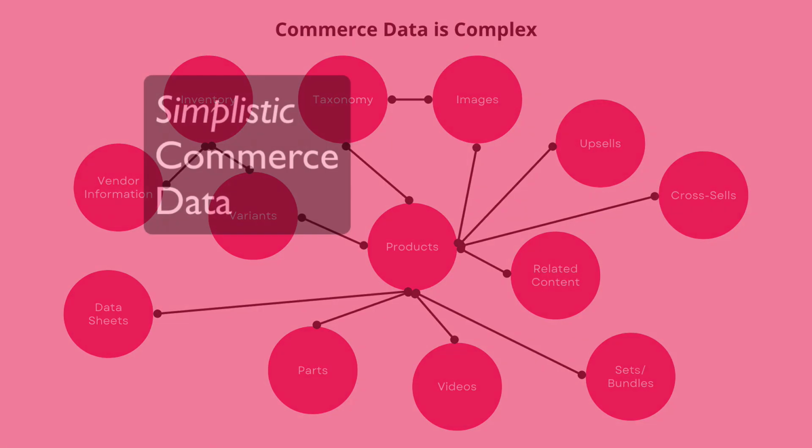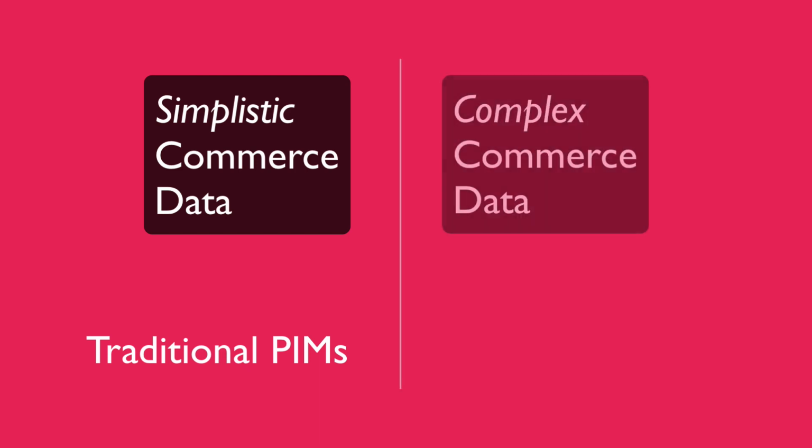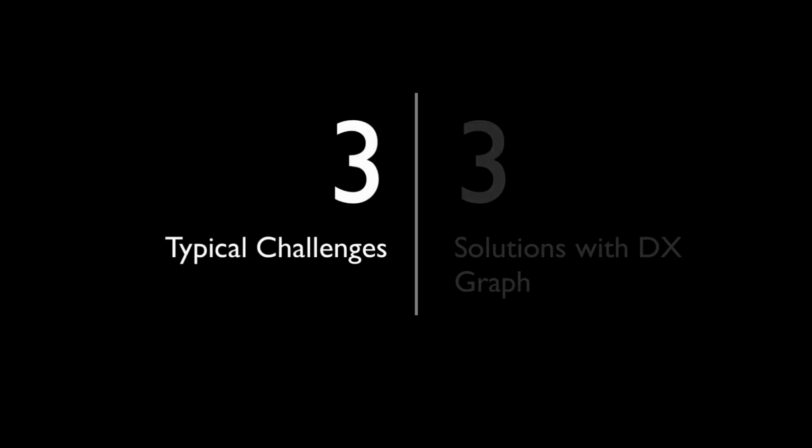If your commerce data is very simple, then a traditional PIM solution may be sufficient for your needs. Conscia.ai specifically serves organizations that are dealing with a lot of complexity and fragmentation in their data and offers a powerful solution built with a graph database at its core. Before jumping into the demo, I'll highlight some of the challenges traditional PIMs face. This will help set the stage to illustrate how Conscia approaches PIM differently.